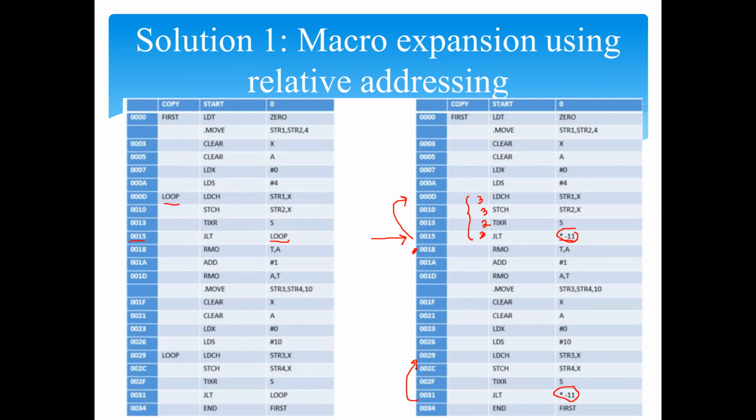So here you have eliminated the loop variable and come up with a solution that will avoid that ambiguity. In this case, there are no symbols to be generated with regard to your macro expansion. In macro expansion, there are no symbols, hence you have no ambiguity. So I hope this solution is clear: macro expansion using relative addressing.